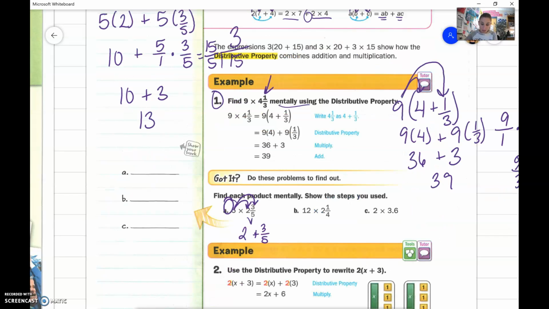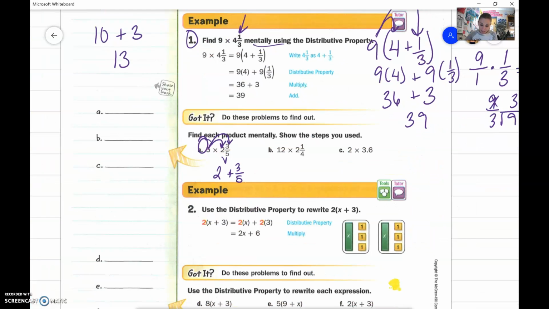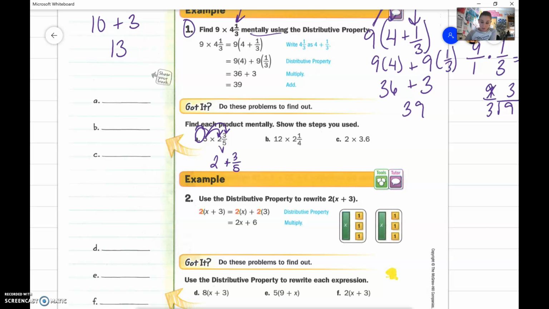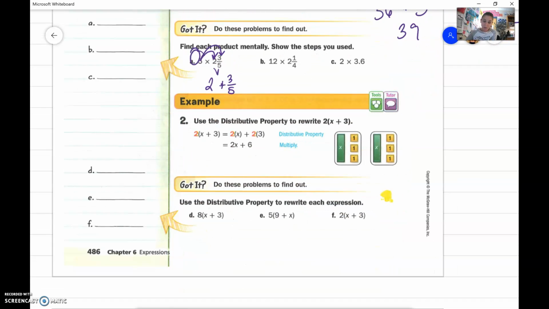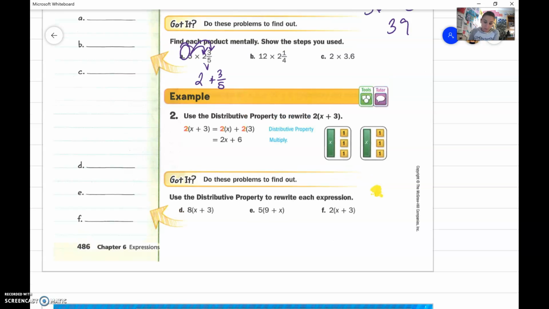Okay? Now, let's break it down a little bit more using the distributive property to where we're actually going to be working the problems out. All right. Use the distributive property to rewrite 2 in parentheses x plus 3. Now, I love this visual. Notice that this is x plus 3. Notice there's 1x plus 3 1s. How many of these do I have?